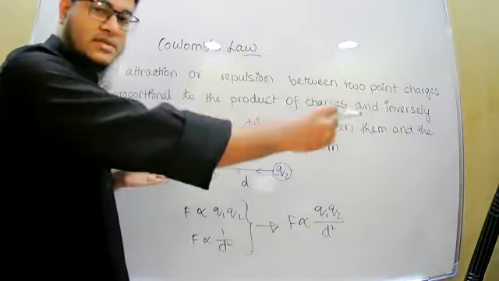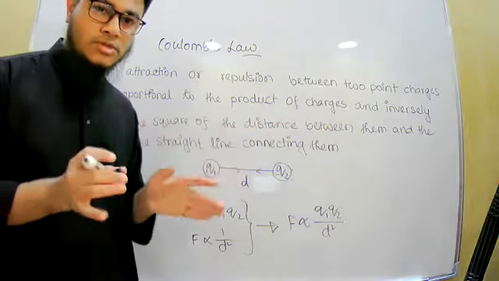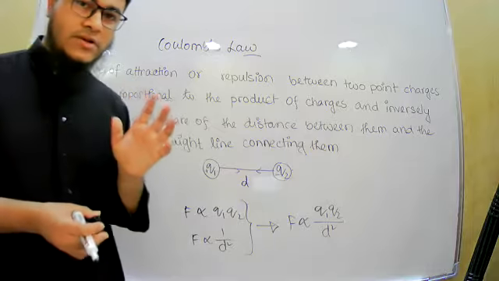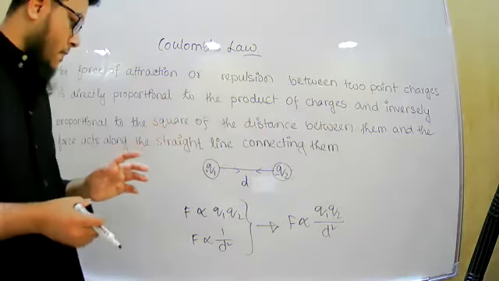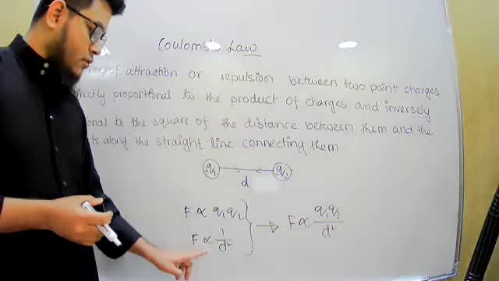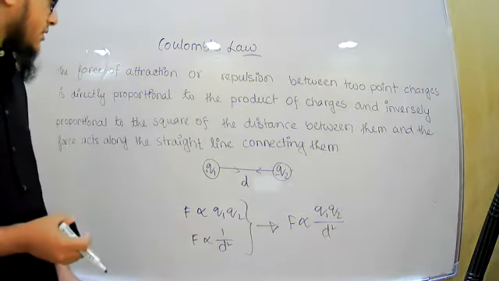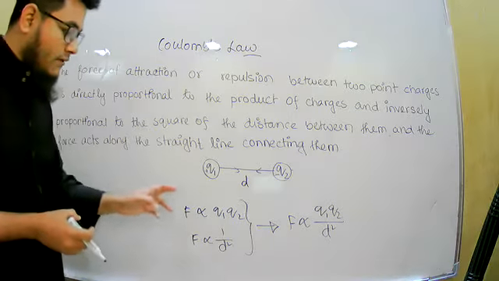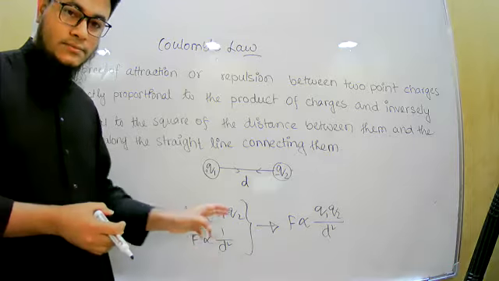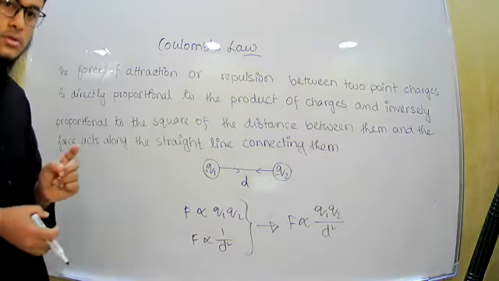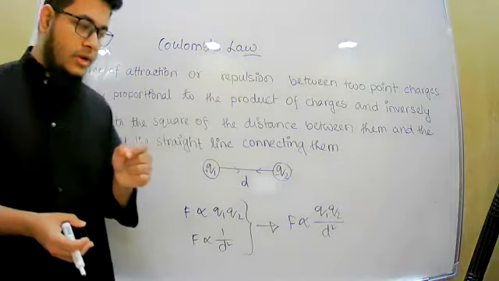Whenever you increase the distance between two charges or two objects, what will happen? The force between them will fall down, okay? For gravitational force also, this is true. Okay, so force is inversely proportional to the square of the distance between them, okay? So we have talked about the magnitude, right? Okay, now we need to talk about the direction also because force is a vector quantity, okay?